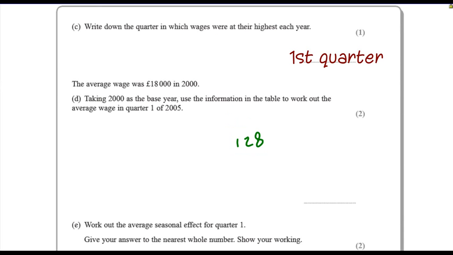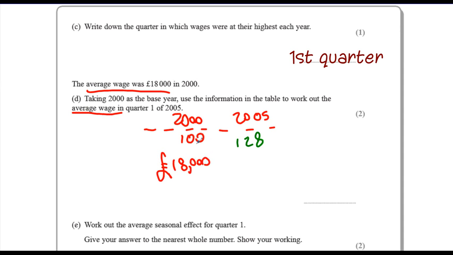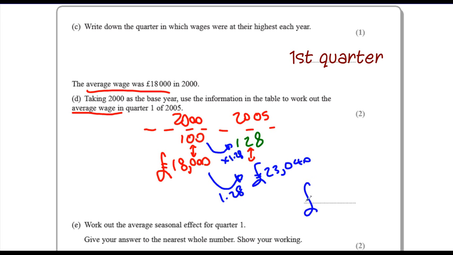So let's sort these out into years. So 2000 comes first, and we started off with an index of 100, and then in 2005 our index went up to 128. But what we're really bothered about is the average wage. So the average wage was 18,000, and that was corresponding to 100. So we want to know what 128 corresponds to. Well, the trick is, how do you get from 100 to 128? You may even be able to do this in your head, because you can times by 1.28. So if we times 18,000 on our calculator by 1.28, we are going to get the answer of 23,040. Job done.